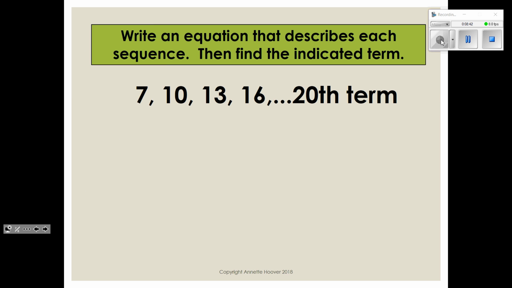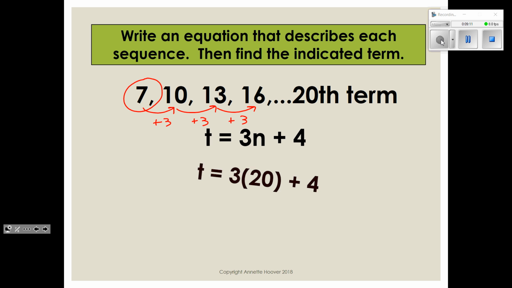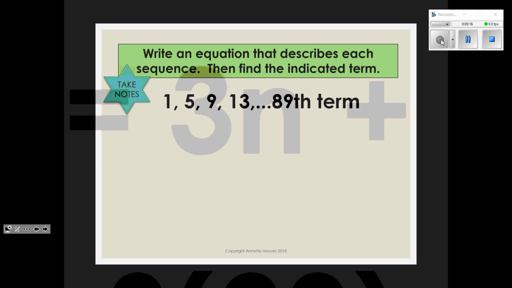Okay, here's another sequence. We have 7, 10, 13, 16. Each time we're going up by 3. My first question, what are we counting by? We're counting by 3s. So with my equation, I write t equals 3n. Second question, did I start counting on 3? No, I started on a number that was 4 more, because 7 is 4 more. So there's my equation. And then when asking for the 20th term, we would plug 20 in. 3 times 20 is 60, and 60 plus 4 is 64.